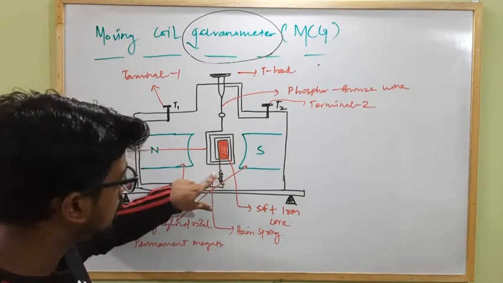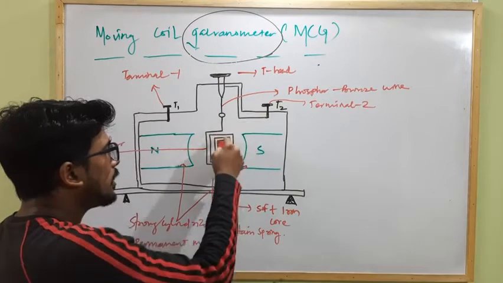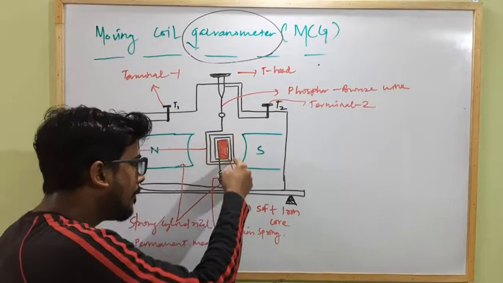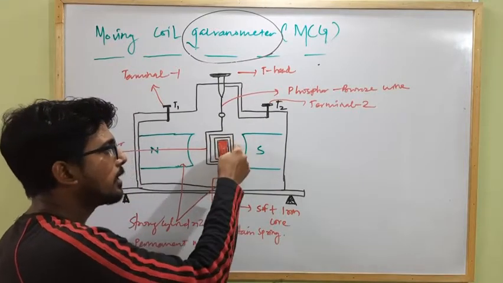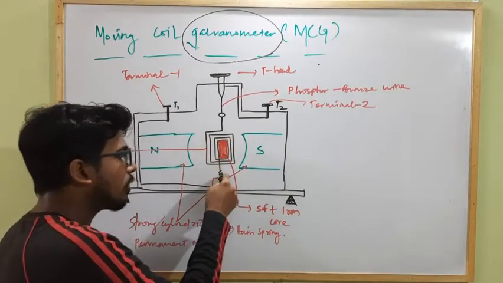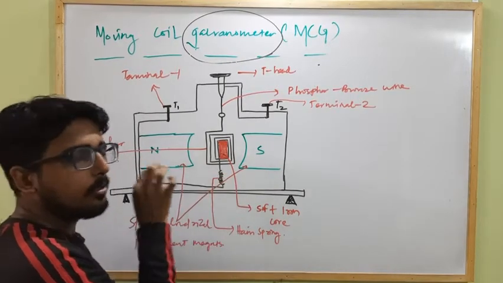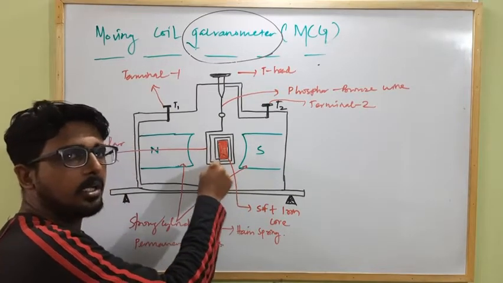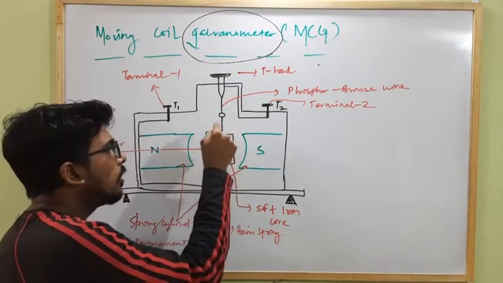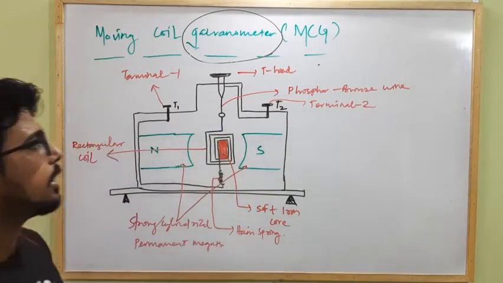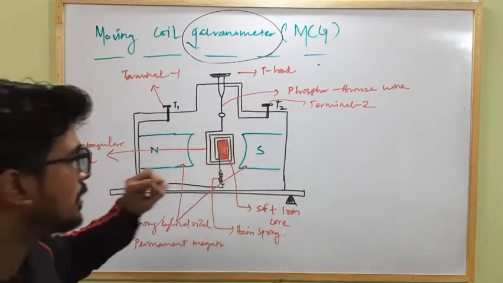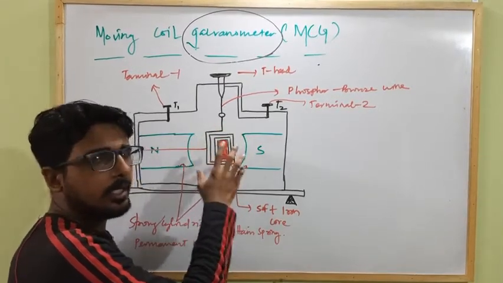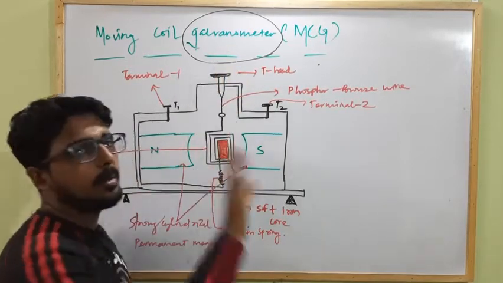Gradually, when the current starts flowing, the torque acting on the rectangular coil starts increasing, and due to this deflecting torque produced by the current, the restoring torque produced in the hairspring increases. There will be a particular instant at which the restoring torque in the hairspring becomes equal to the deflecting torque produced by the current in the rectangular loop, and at that instant the coil comes to an equilibrium position. Okay, and the deflection of the pointer will be maximum.